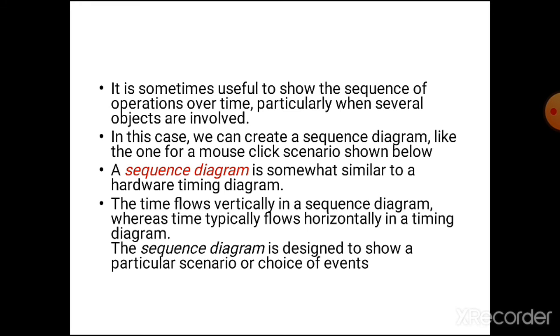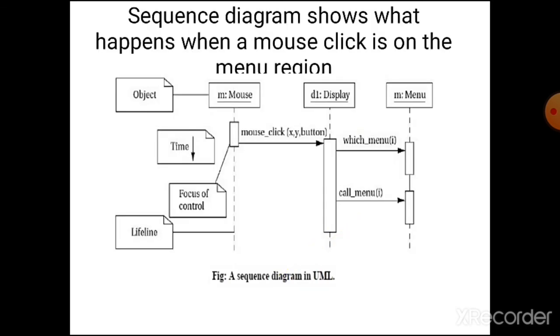Then another way we can represent it is using a sequence diagram. A sequence diagram is represented like here. This diagram shows what happens when a mouse click is on the menu region. In this diagram, there can be a mouse click on the menu region or a drawing region. So this shows what happens when a mouse click takes place on the menu region.